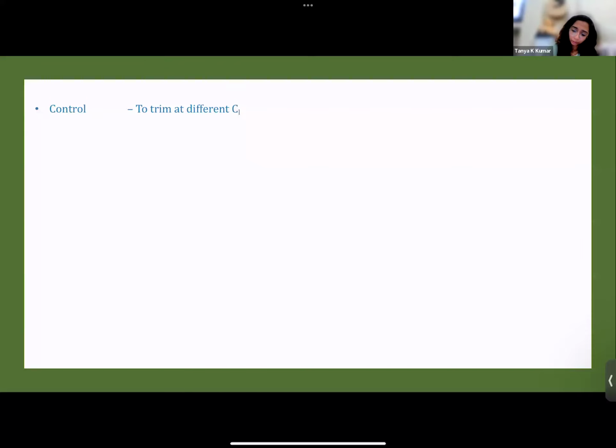So your CM equation was CM not plus CM alpha into alpha, or in terms of CL, CM not plus a term into CL. Now, if we want to trim it, what was trim? What was trim?